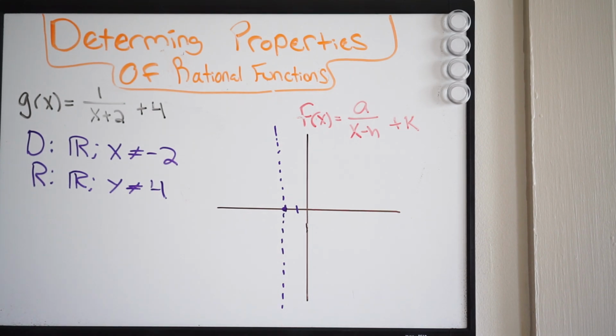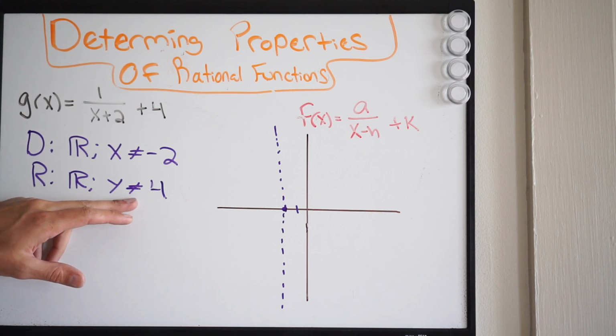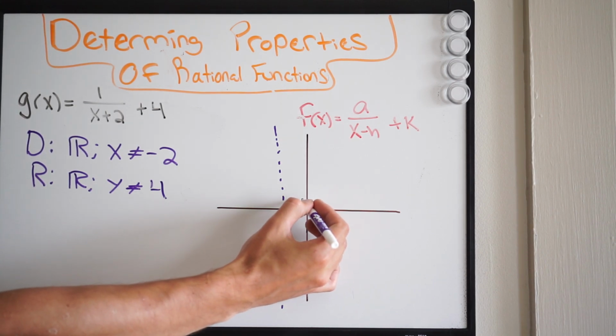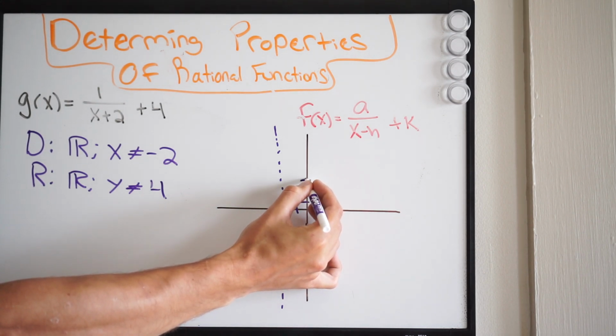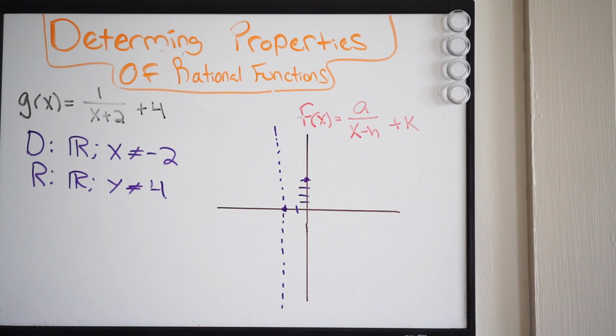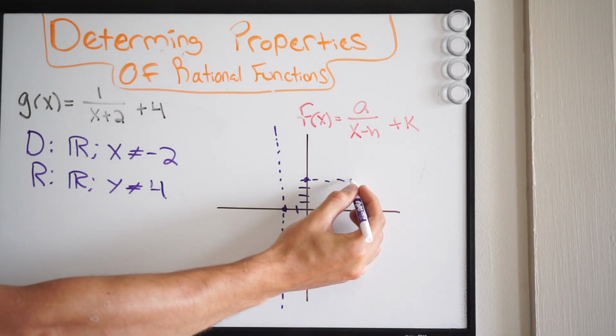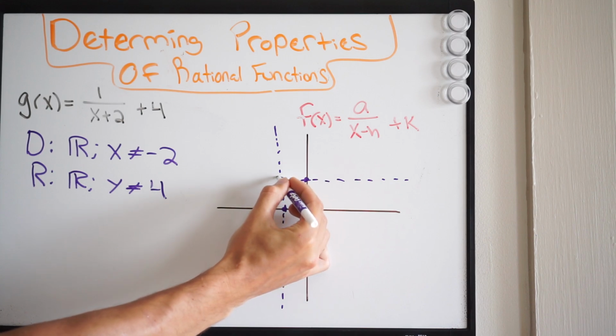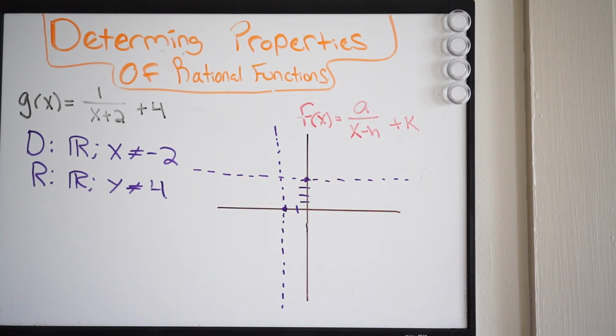Again, your vertical asymptote coincides with your domain, and vice versa. Your horizontal asymptote is going to coincide with your range, which we found cannot equal 4. So we're going to go to 4 on the y, so 1, 2, 3, 4, and we're going to make a horizontal asymptote here. Just to reiterate, your vertical asymptote coincides with your domain, and your horizontal asymptote coincides with your range. So we're almost done with this problem. Our last step is to go ahead and graph the rational function.